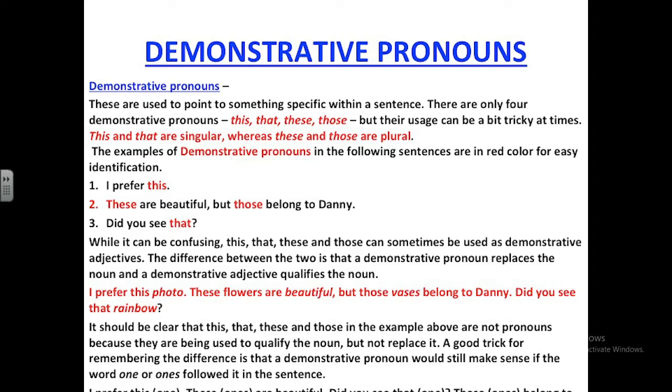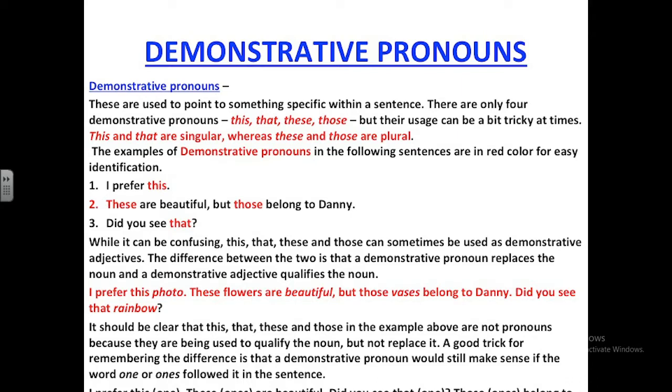1. I prefer this. 2. These are beautiful, but those belong to Danny. 3. Did you see that?